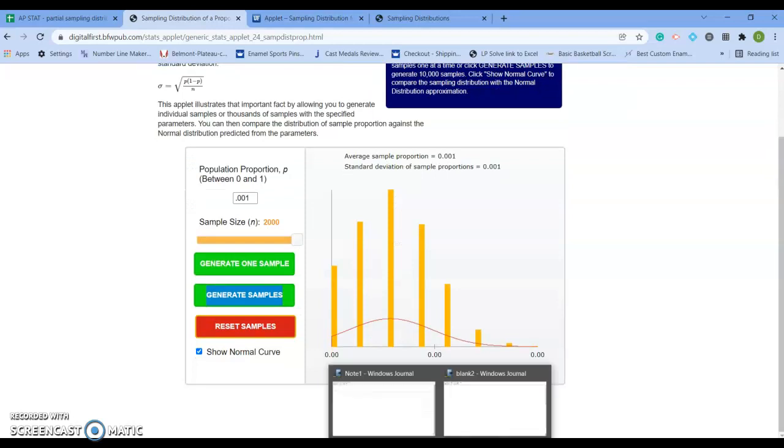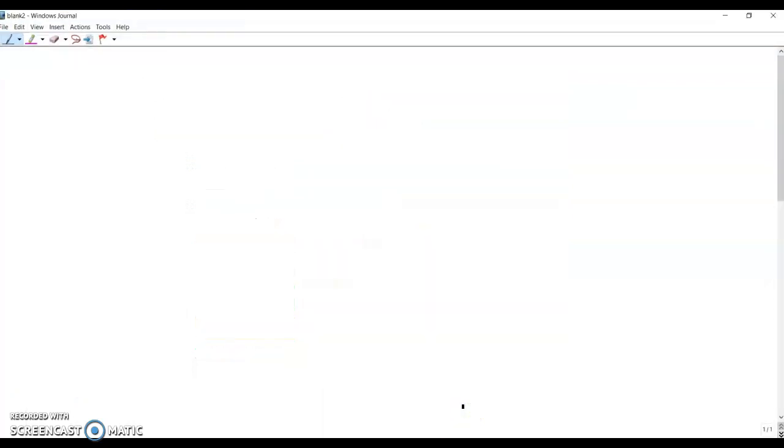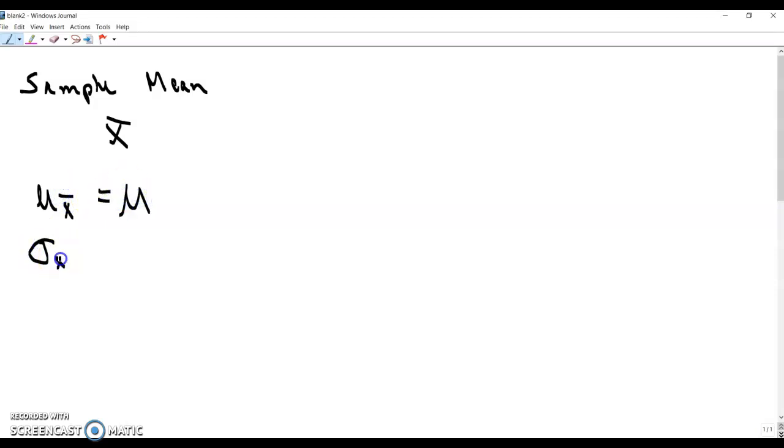Okay, so just going to jump to another screen. Remember, for sample means, so we're talking about x bars. The mean of all the x bars is equal to the mean of the population. The standard deviation of all possible x bars is equal to the standard deviation of the population divided by the square root of n.